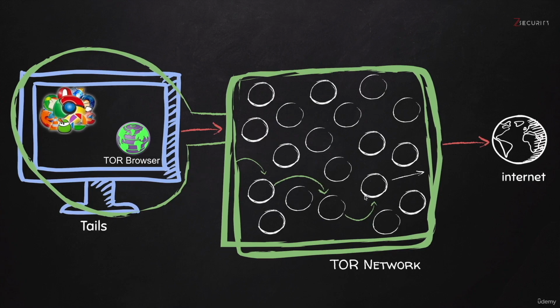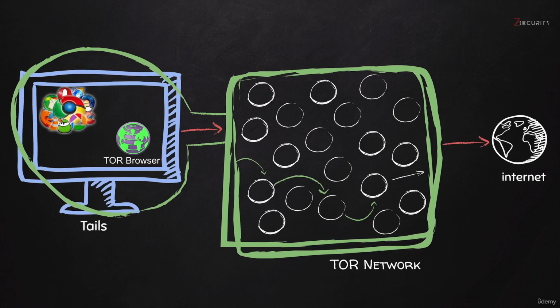Now, like we said, this is great because it prevents leaks, it improves our security and anonymity because no other programs can access the internet directly. Therefore, all of our connections are always going through the Tor network. So this is really, really good and an amazing feature of Tails.